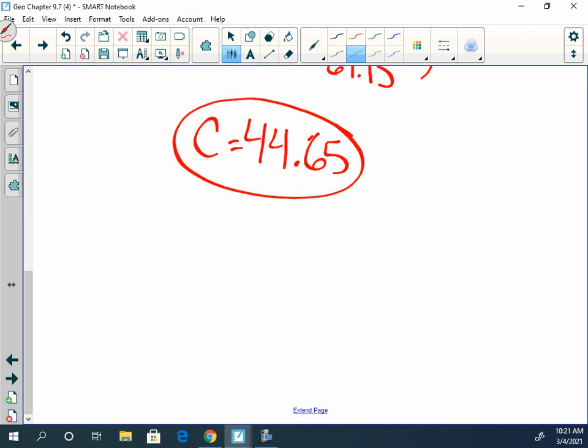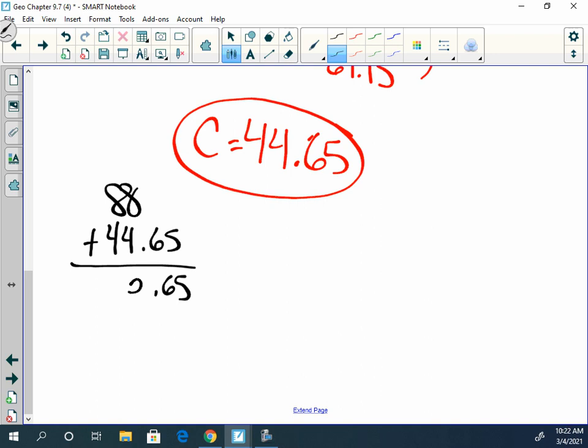And now we know that all 3 angles add up to be 180, so we can set 88 plus 44.65 and add these together. If we add these two together in the calculator, we should get 132.65. And then we can subtract this from 180.